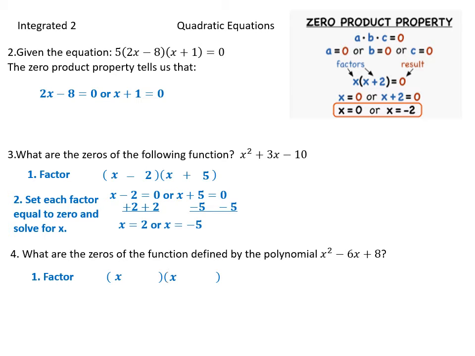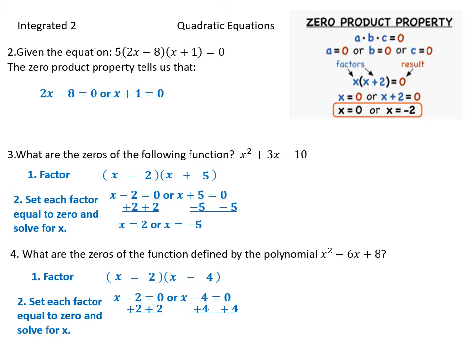Put x up front in each, and then since it's a positive 8 but a negative 6, that means both factors have to be negative. The only factors of 8 that add up to 6 are 2 and 4. And so it's x minus 2 and x minus 4 are the factors. Set them each equal to 0 and solve for x. So add 2 to both sides on the first one, add 4 to both sides on the other one. So x equals 2 or x equals 4.